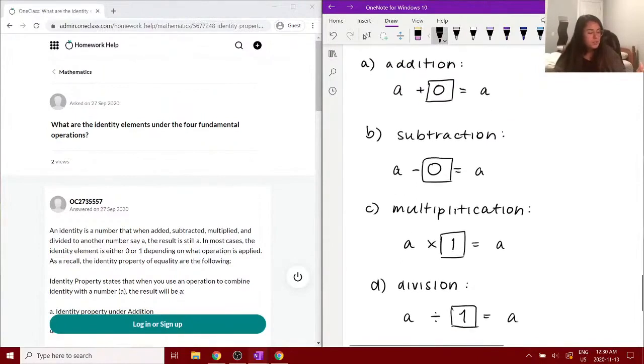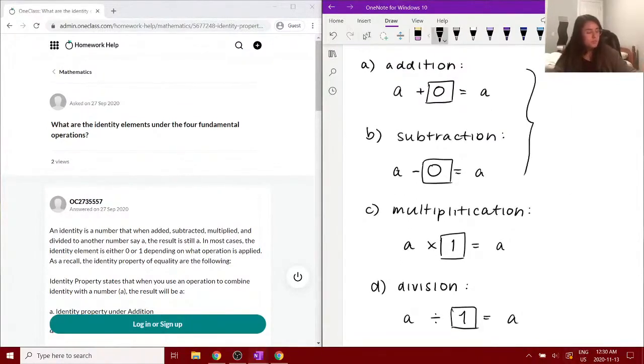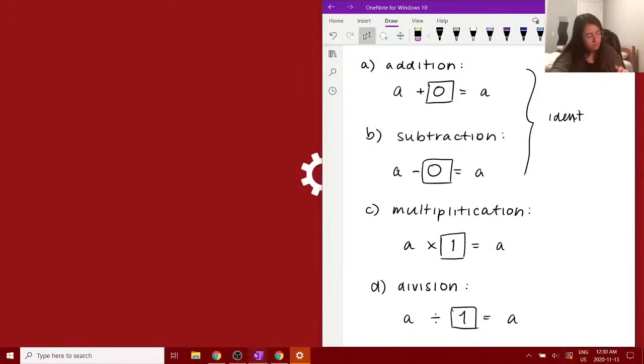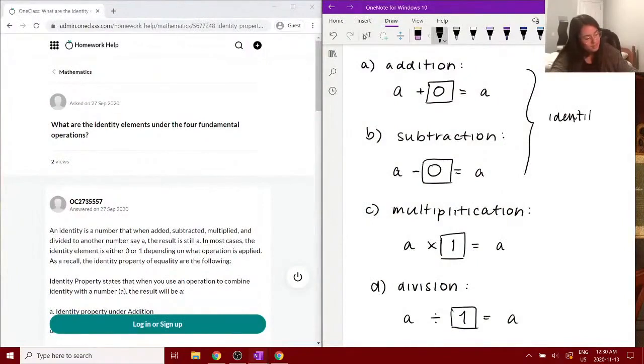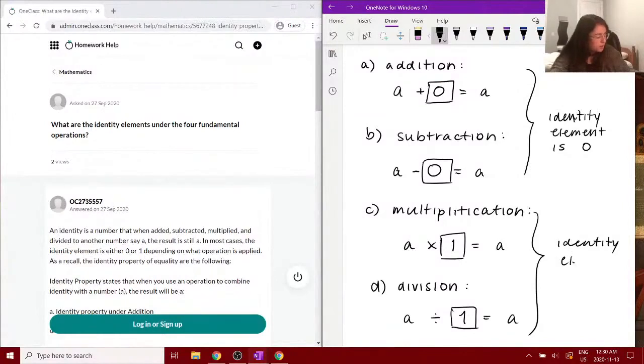So as you can see, for addition and subtraction, the identity element is 0, but for multiplication and division, the identity element is 1. Okay?